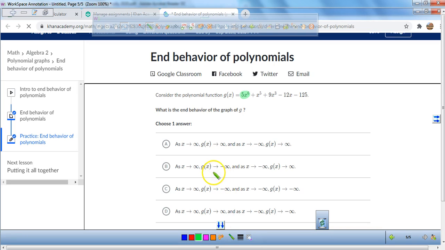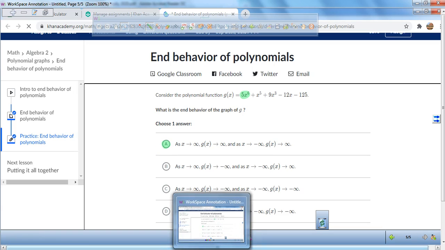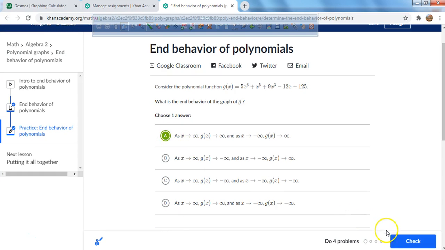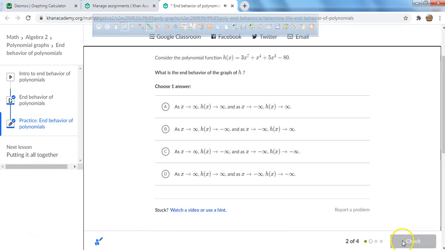All right, so we're just looking for everything being positive. Okay, so as x approaches positive infinity, y approaches positive. Good. As x approaches negative infinity, y approaches positive. So I'm going to go with A, because everything's going up no matter what. It's all going up. It's all good in the neighborhood. All right. Boom. All right, here we go.